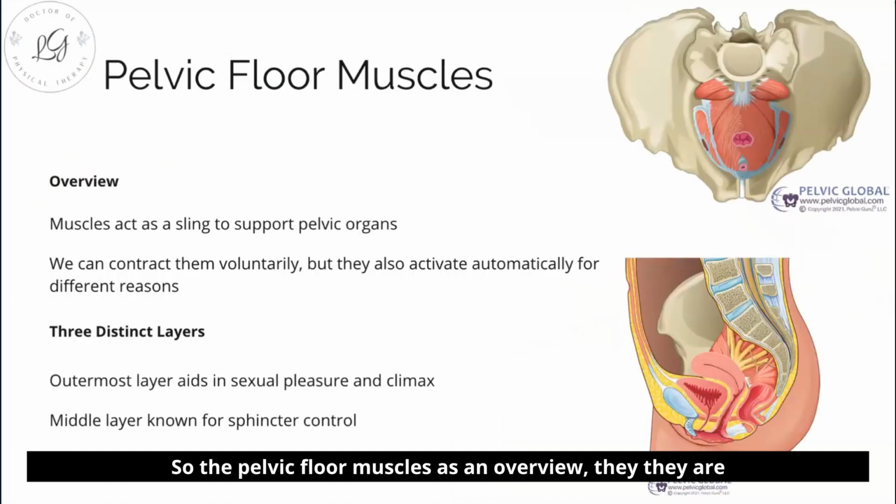So the pelvic floor muscles, as an overview, are these three levels Dr. Hameed talked about already. They act like a sling. I have this lovely little model in the clinic. It shows them, they look like a little hammock, and they support our pelvic organs. We can contract them voluntarily or volitionally, but they also activate automatically.